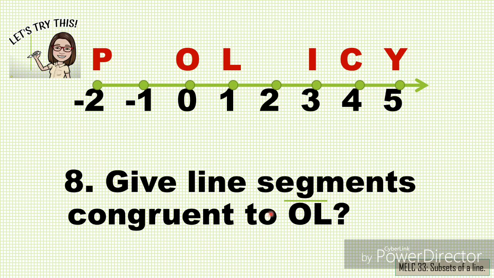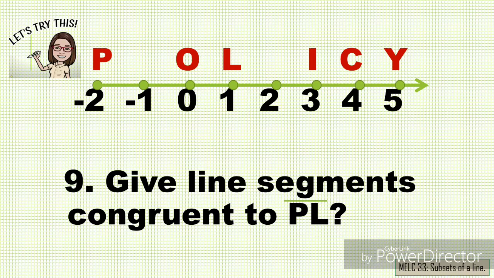Next is the line segments congruent to OL naman ang ating hanapin. So, take note from point O to point L ay 1 unit lang, di ba? So, ayan, maghahanap tayo ng line segments dito na 1 unit lang din ang haba. May nakita na kayo? Very good. One is line segment IC. Yan, isang unit lang yan. Meron pa ba kayo nakita? Yes, CY is also 1 unit. Therefore, silang dalawa ay congruent sa line segment OL.